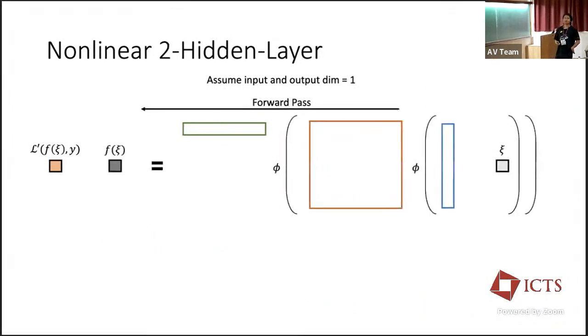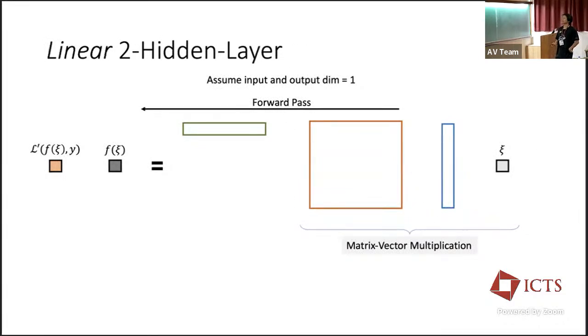Now let's look at something a bit more complicated, but there's still nothing really happening. A nonlinear two hidden layer neural network. I just inserted this n by n matrix in the middle. This is just coordinate-wise nonlinearity, and when you get the output, this is just a scalar product of two vectors. But in the middle here, we have matrix vector multiplication, where this matrix multiplies this vector here. Again, nothing is really happening here.